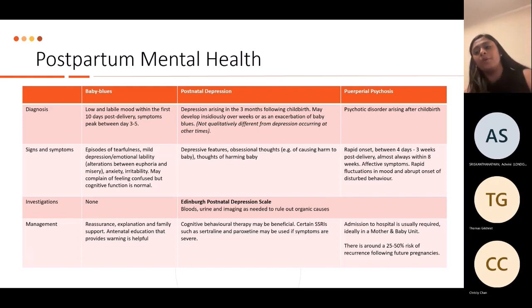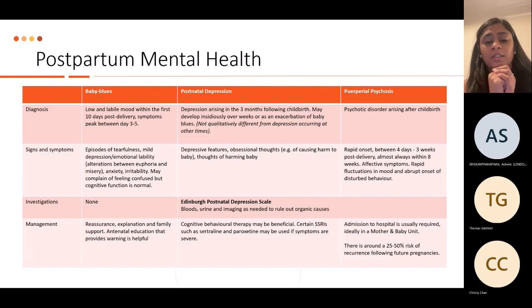And then obviously you've got puerperal psychosis, which is a psychotic disorder that occurs after childbirth. It can occur quite suddenly with rapid onset, and usually they will have fluctuations in mood but also disturbed behavior, which is not very much in keeping with the question that we just had. So this is a small table that I've created to compare the three, so hopefully it gives you an opportunity to look at that at some point.